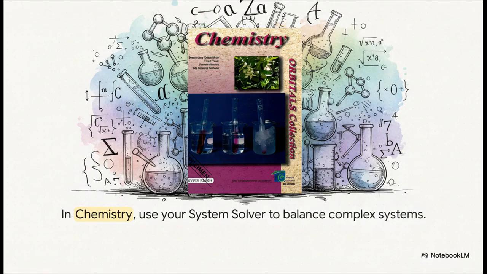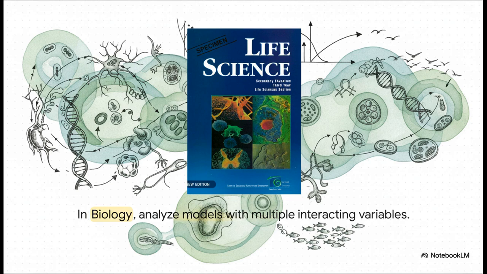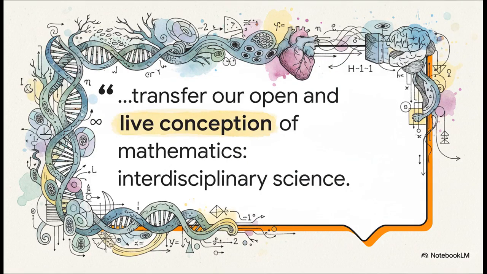When you flip to your chemistry text to balance some crazy equation or figure out a mixture's composition, you're going to reach for your system solver and the Gauss method. And yup, even when you're in biology, analyzing population models, or any system with a bunch of interacting variables, the logic of systems thinking that you mastered in math, that's going to be your guide. Let's end this where we began, with this really powerful quote from your textbook's authors. This was their goal the whole time, to give you an open and live conception of mathematics. It's alive because you use it.